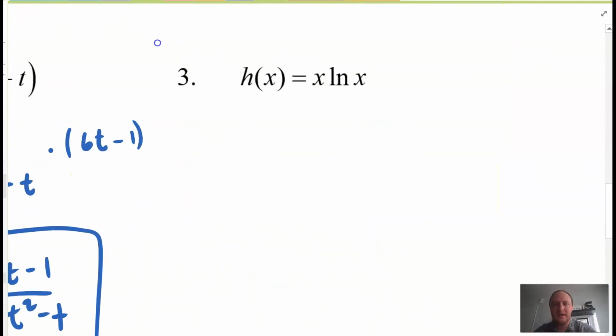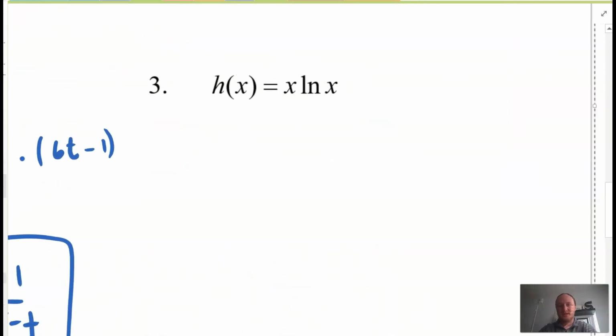Okay, let's go ahead and look at another example. So h of x is equal to x natural log of x. Okay, well, in this case, we have a product rule.